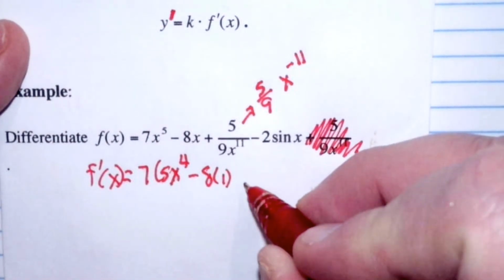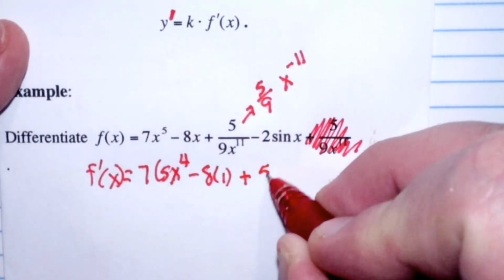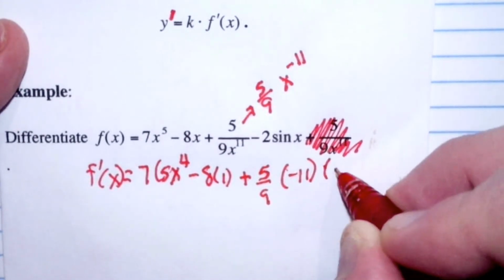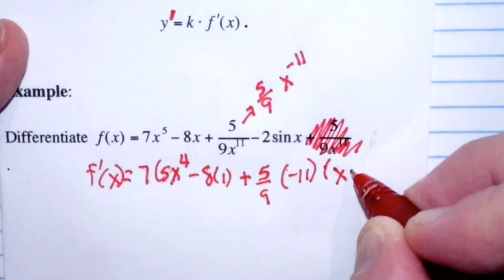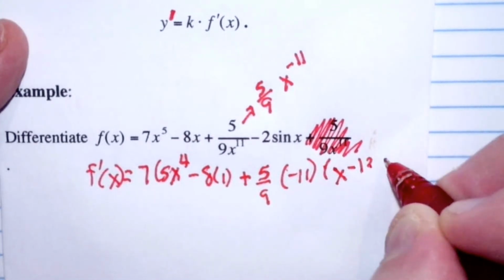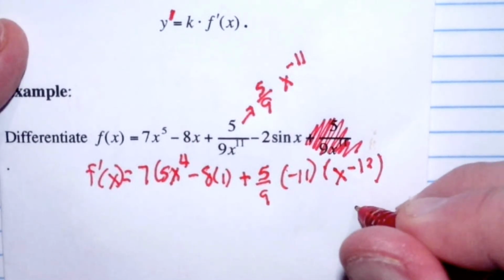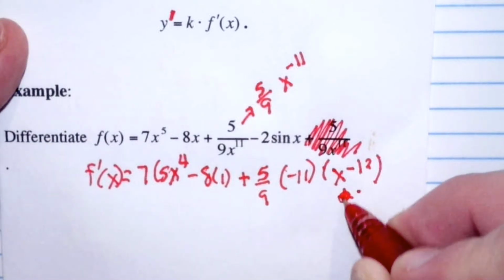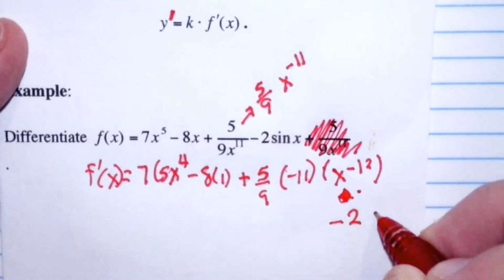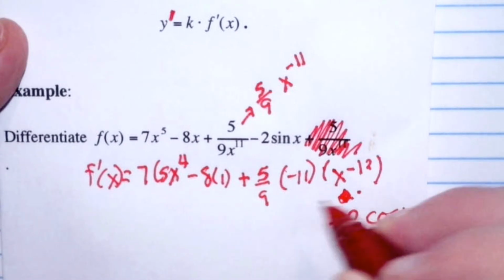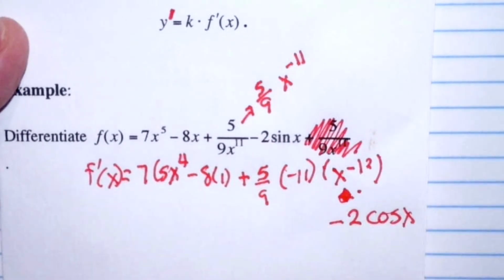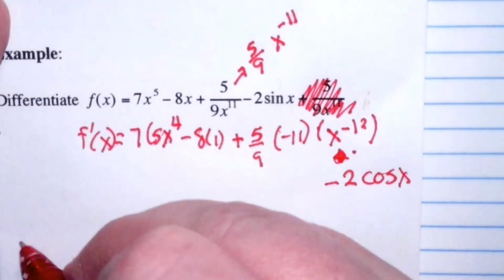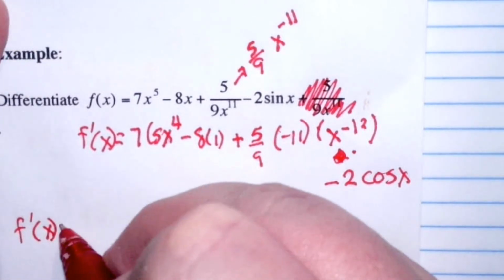All right, so the derivative this time is 5/9, and then that would be minus 11 times x to the, what would that be, minus 12. And I'm running out of room, plus minus 2 cosine x, right? Minus 2, and then the derivative of the sine x is cosine x. Now let's clean this up a little bit and see what we get.